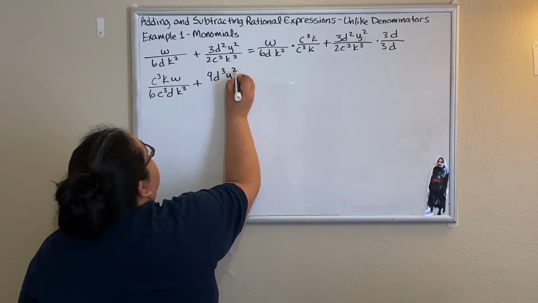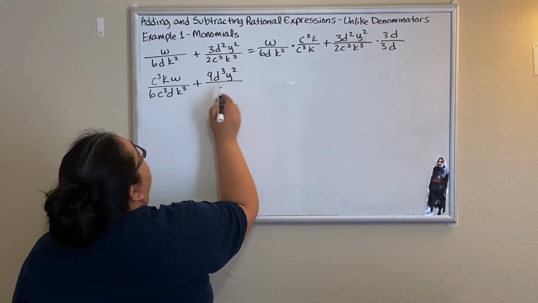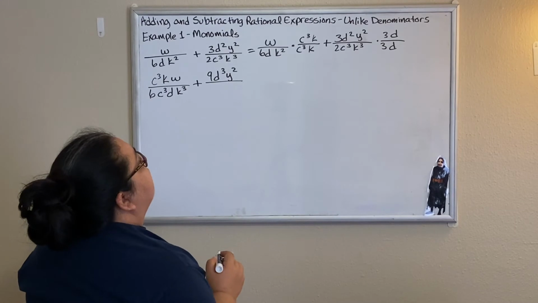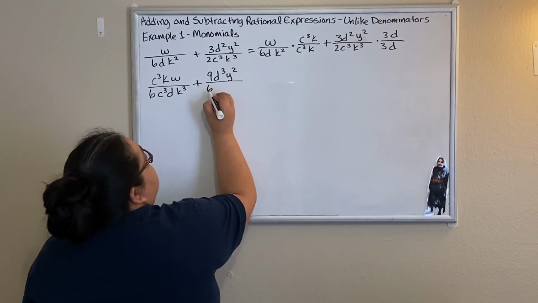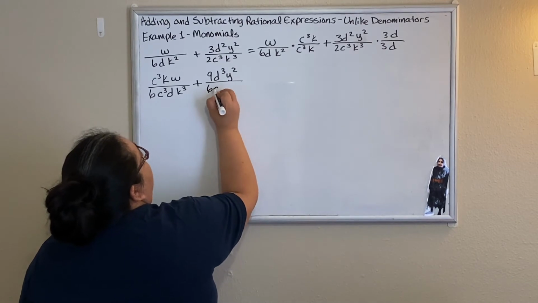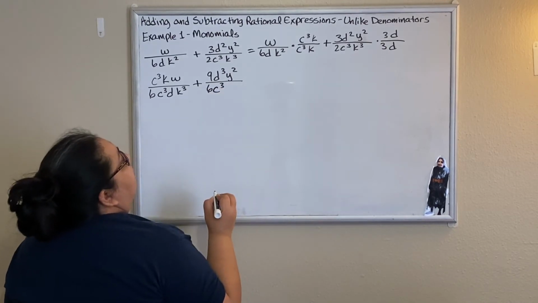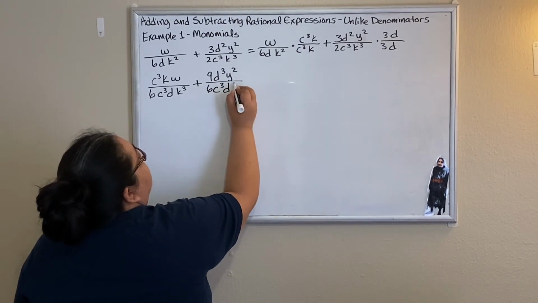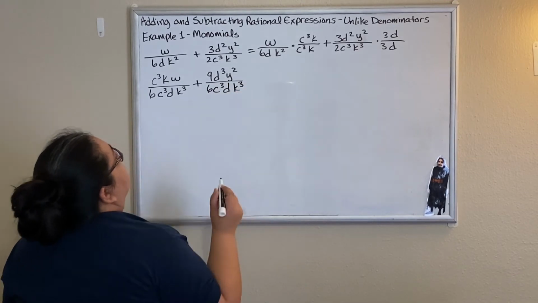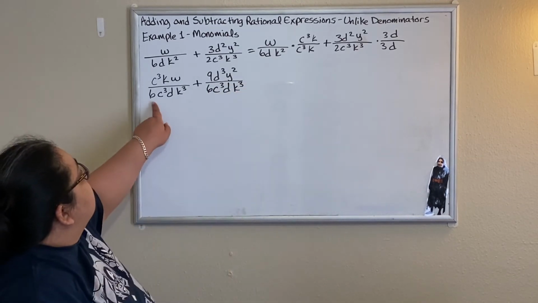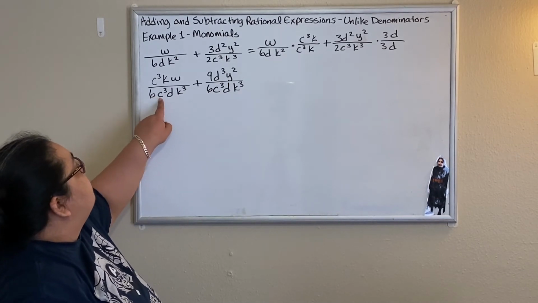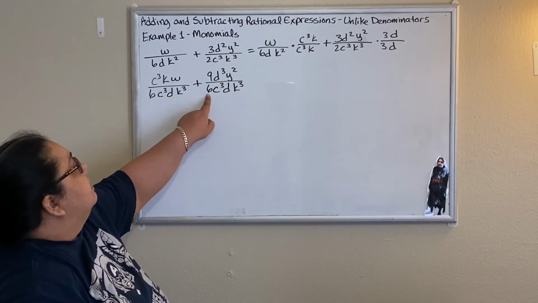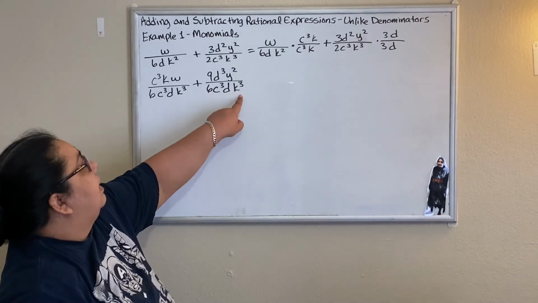And then we have y squared, and this is in alphabetical order, so we're good to go there. Now we're going to have 2 times 3, that's going to be 6. And then going in alphabetical order, we're going to have c to the third, followed by d, followed by k to the third. Now, notice the denominators here. They are identical. I have 6c cubed d k cubed, 6c cubed d k cubed.